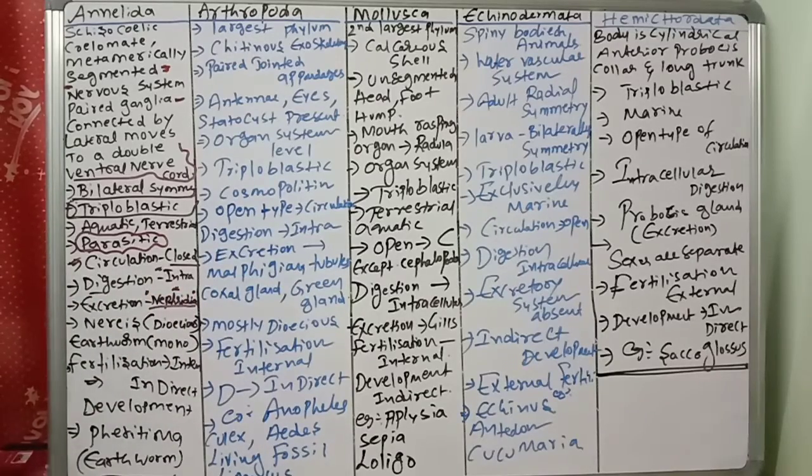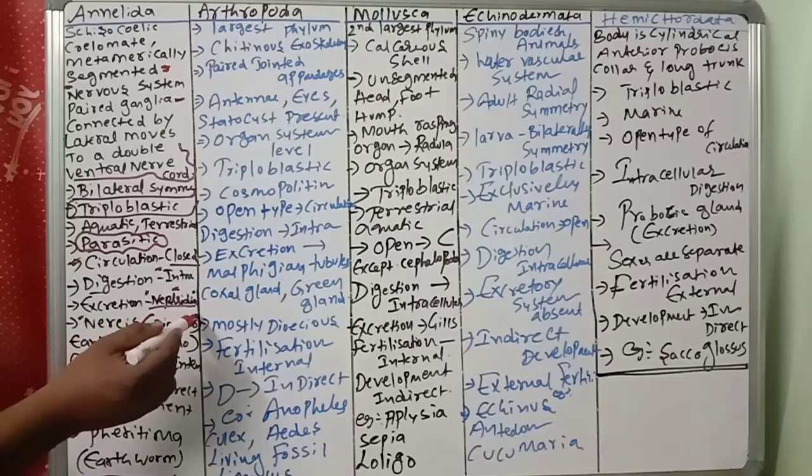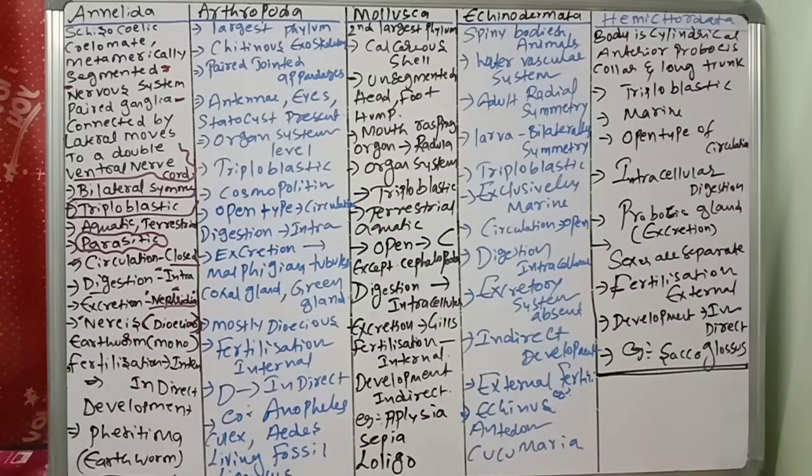These are all monoecious, meaning male and female sex organs are present in the same body. But Nereis, one special feature, is dioecious, meaning male and female are separate. This is very important for NEET. Nereis is dioecious, but the remaining annelids are monoecious. The fertilization, the combination of male and female gametes, takes place inside the body, so it is called internal fertilization.